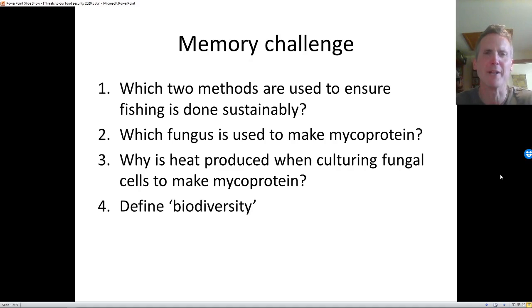And then define biodiversity. This is what we're trying to maintain. A high biodiversity area is beautiful. It's why people watch nature programs and things like that. So there'd be lots of different species in a habitat.